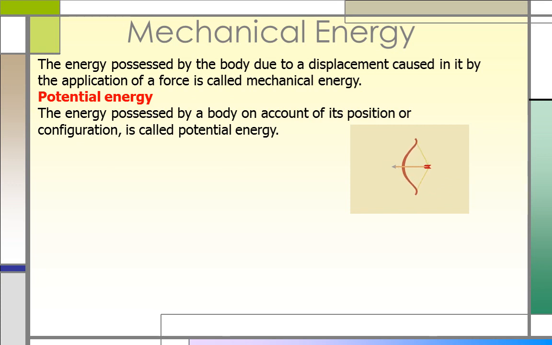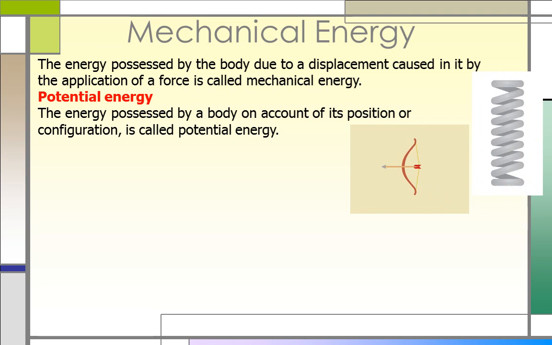Okay. Secondly, when a spring is compressed or stretched and released, the stored energy in this spring is the potential energy. Clear? So, potential energy is the energy which is possessed by a body on account of its position or configuration, that means its shape. You can see this in these animated pictures.